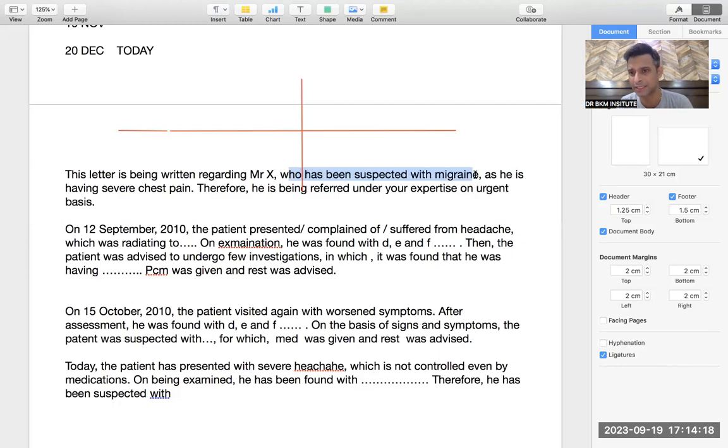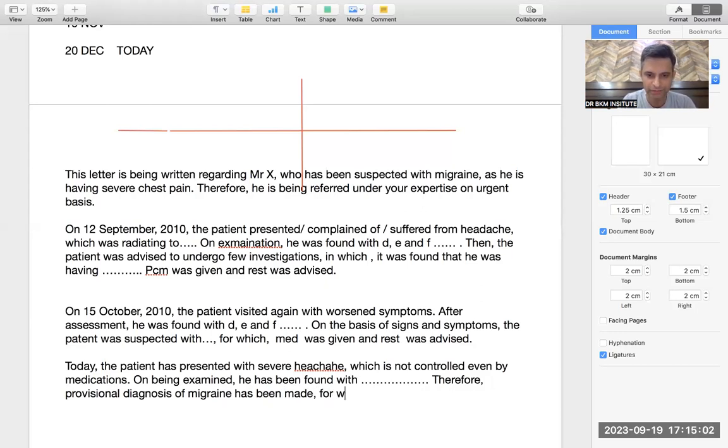Now you will say, sir, it is exactly the same. Can't we change it? Yes, we can change it. Therefore, now I will make a better line. Provisional diagnosis of migraine has been made. So again, the grammar is same, has been plus third form. Now I have just changed the sentence so that it does not match with the first sentence. Has been suspected with migraine. So I said, therefore, provisional diagnosis of migraine has been made.